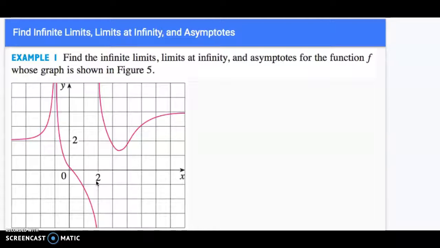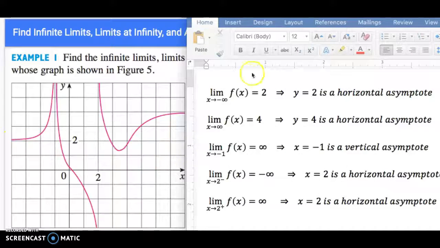When you're looking for horizontal asymptotes, we see there's a horizontal asymptote at positive 2 and a horizontal asymptote at positive 4. And that is because the limit as we approach negative infinity equals 2, and the limit as we approach positive infinity is 4. So this is how we would write this information.